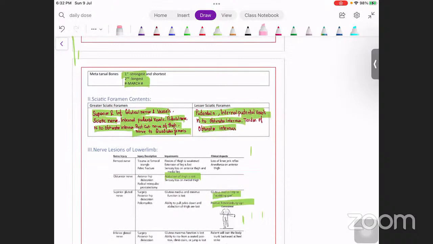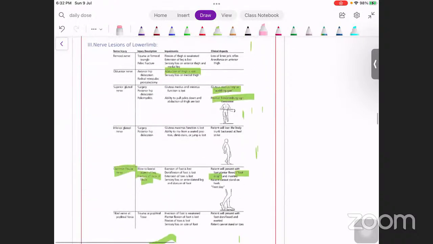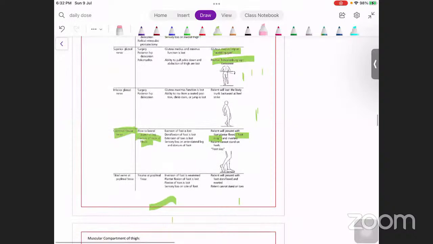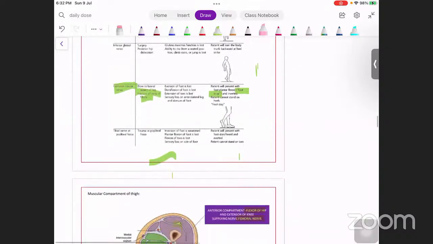And then you have the nerve injuries. Femoral nerve: loss of knee jerk reflex. Obturator nerve: adduction of the thigh is lost. Superior gluteal nerve: waddling gait, positive Trendelenburg sign. Inferior gluteal nerve: patient will lean the body trunk backward at heel strike. Common peroneal nerve: foot drop. Tibial nerve at popliteal fossa: dorsiflexed and everted foot will be there.